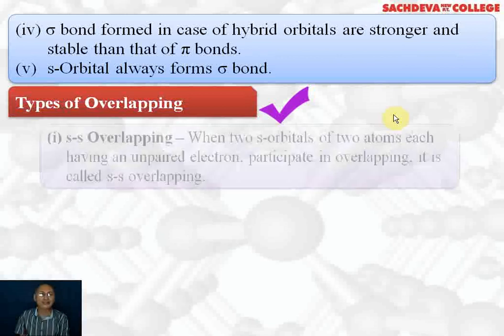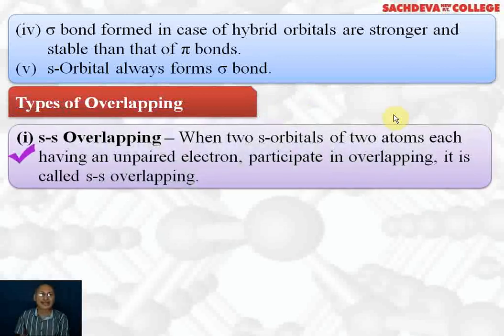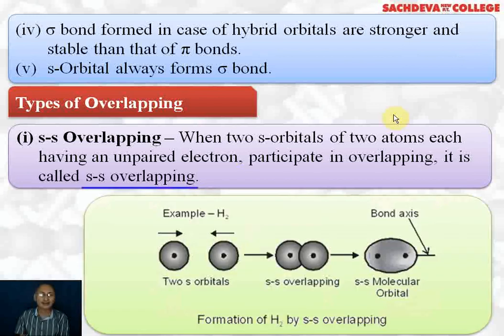Types of overlapping is the next topic. First, we are taking s overlapping. When one s orbital overlaps with another s orbital, but both should be half filled, that is, both should have unpaired electrons, this type of overlapping is called ss overlapping.